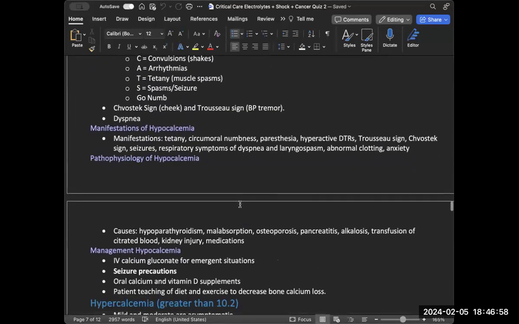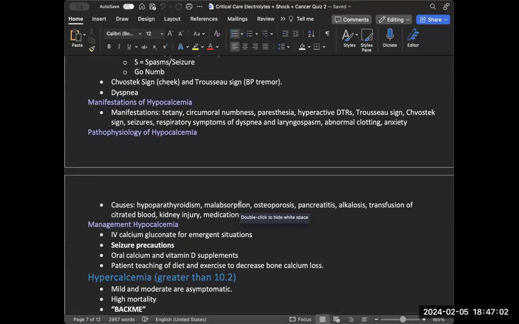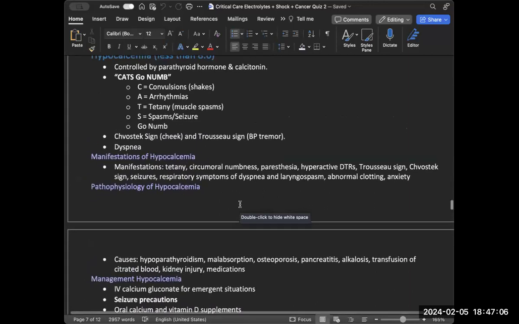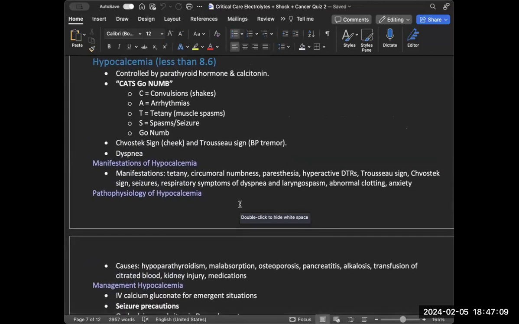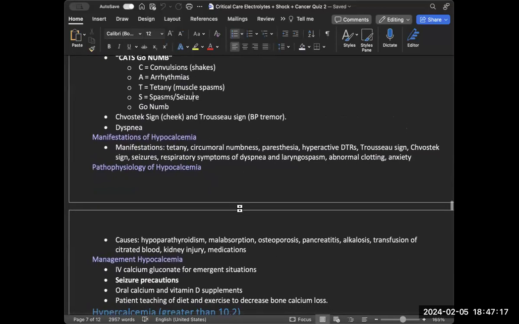So we already talked about some of those manifestations. I know we didn't get to it in class yet, but at least we're still talking about it now. This is all copied from the slides pretty much. I've just added a little bit of extra things. So other manifestations, like I said, we talked about tetany or those muscle spasms, numbness or paresthesia, hyperactive DTRs.